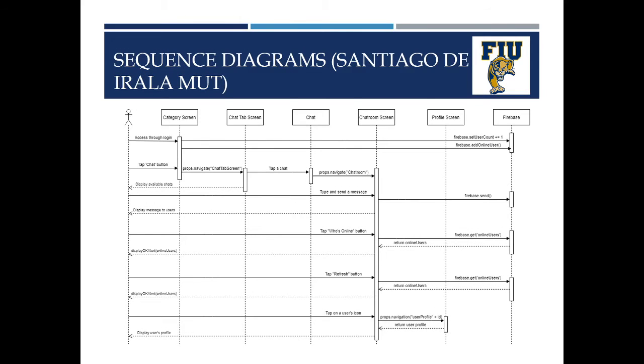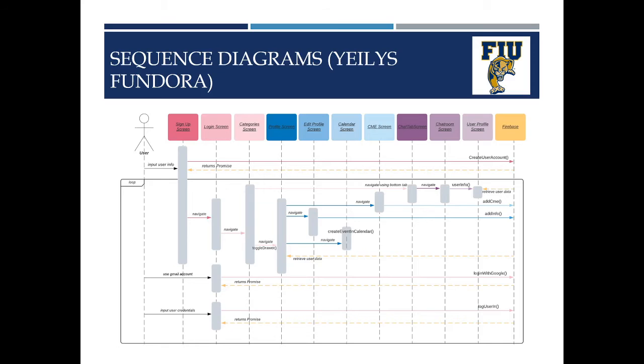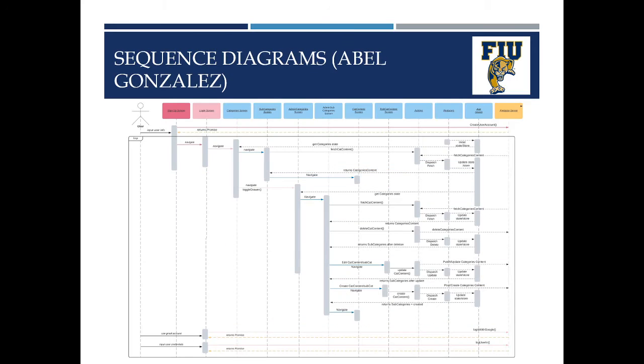Here are the sequence diagrams for the application. We're starting with mine. Again, I've worked mostly on the chat features, so that's what we have here. Here is the DIANET's sequence diagram, mostly related to login again. Here is Yelis's sequence diagram. It's been mostly relating to the profile part, as well as Abel's that has mostly been with the category screen as well as the admin screens.